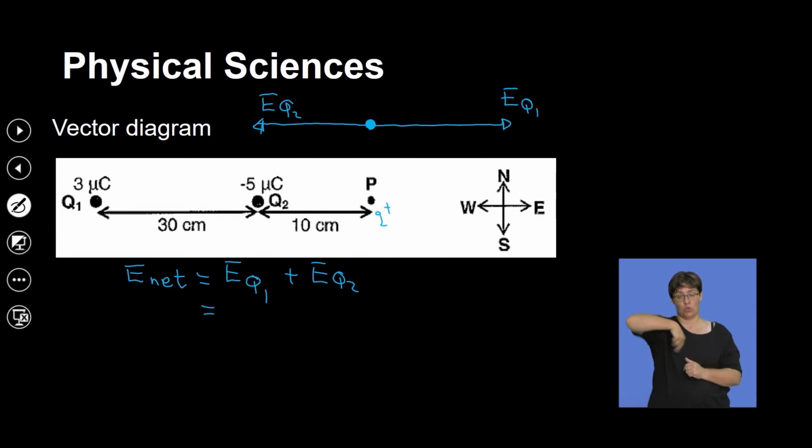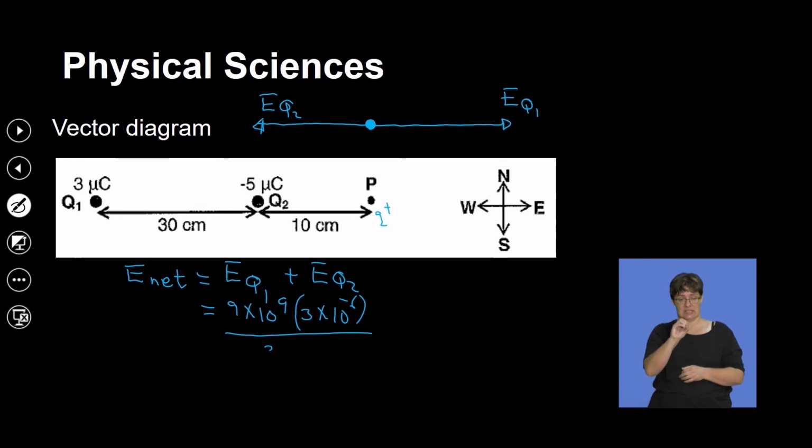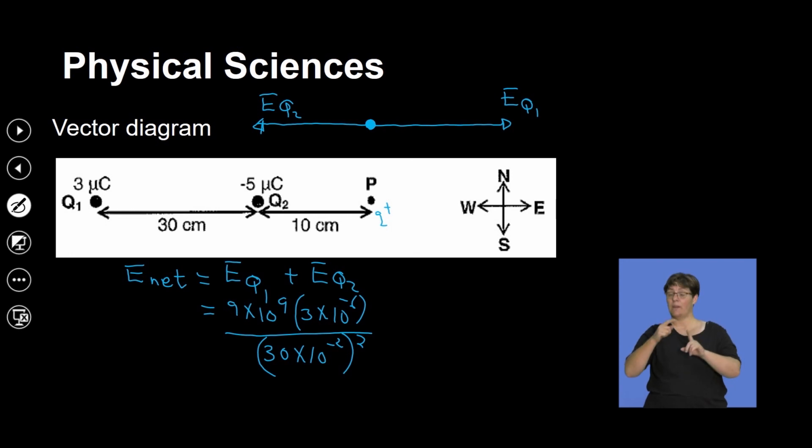And then E due to Q1, now we know the formula. We can go straight and say 9 times 10 exponent 9, that's the k, multiplied by 3 times 10 exponent negative 6, that's the microcoulomb, divided by 30 times 10 exponent negative 2, we square that distance, right? Plus, but the plus here is for the sum. But then E due to Q2 is westwards, which is negative for the direction. 9 times 10 exponent 9 multiplied by 5.